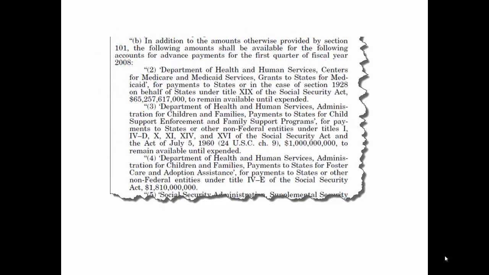Because temporary CRs do not need to appropriate advance appropriations, these need to be added to full year CRs. Advance appropriations appropriate funds in the current year for the subsequent year. This is needed for entitlement programs like Medicaid, family support, and foster care that need to make awards on October 1st.